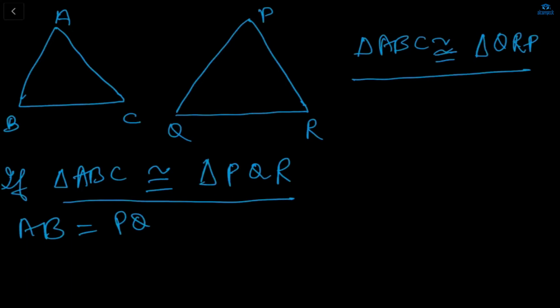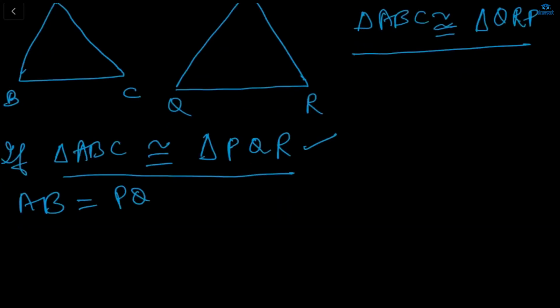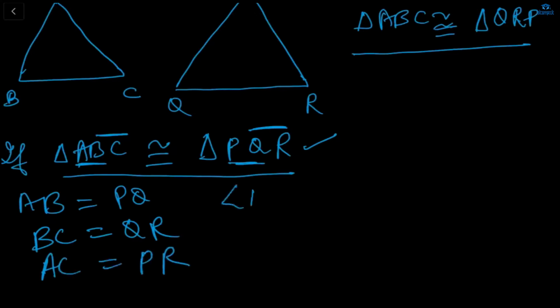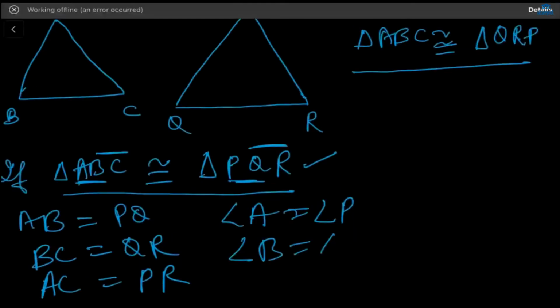If I'm writing ABC is congruent to PQR, that means AB is equal to PQ, BC is equal to QR, and AC is equal to PR. And angle A is equal to angle P, angle B is equal to angle Q, and angle C is equal to angle R.